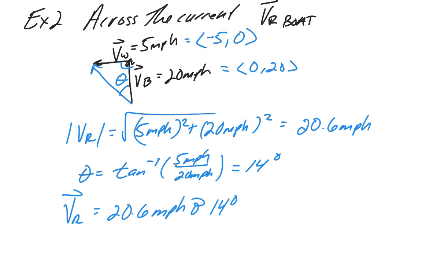Now we have to figure out the direction. I measured this angle from this direction, which I know is north, and I have to go this way, so I have to go west to get to the vector. So I'm going to say that that angle is 14 degrees west of north.